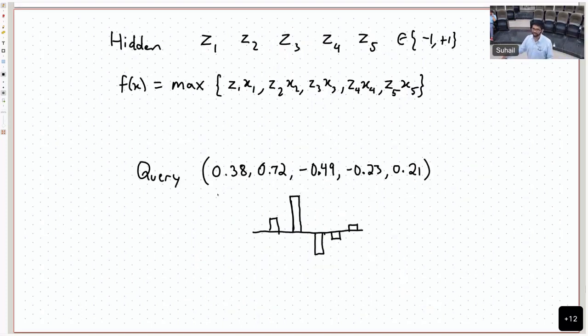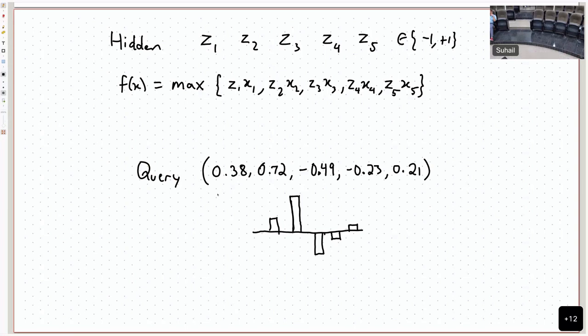And so the way we do this is to analyze what a query means. So suppose I'm querying this at this point. Here I've written it down as a vector, and here I've shown the same vector in terms of its amplitudes, just to get a better idea. The first amplitude is this much, the second amplitude is this, third one is negative, and so on. Now the question is, if I query the function at this point, what is the output going to be? What is the maximum of these values?